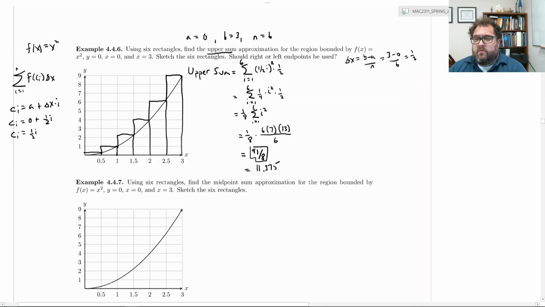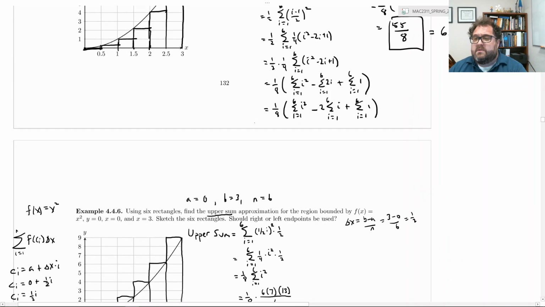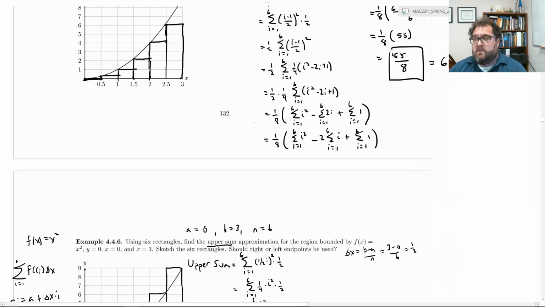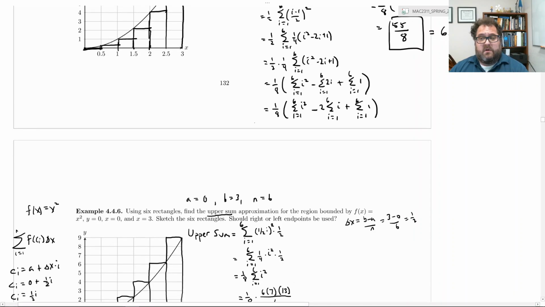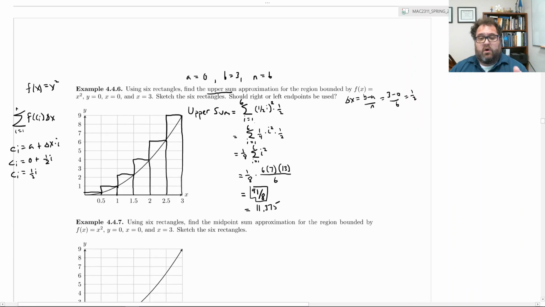Now let's see what the lower sum approximation was. The lower sum approximation was 55 over 8, which was 6.875. So that's a lower sum, an underestimate, 6.875. The overestimate is 11.375. So we know that the true area is somewhere in between. Now the midpoint should get us a little closer to that.